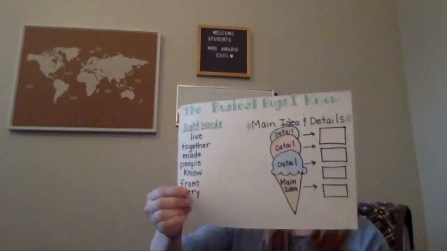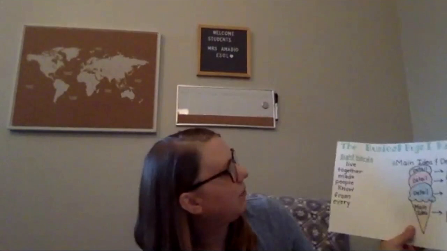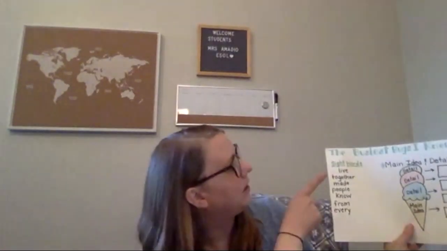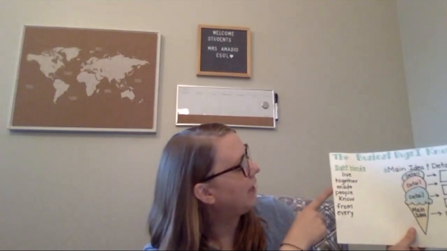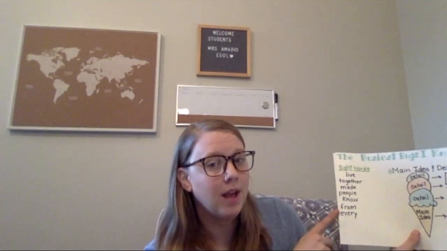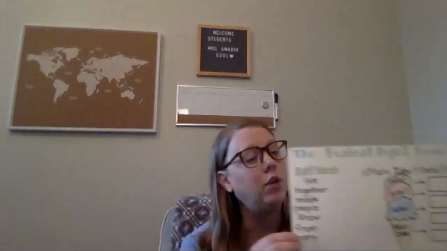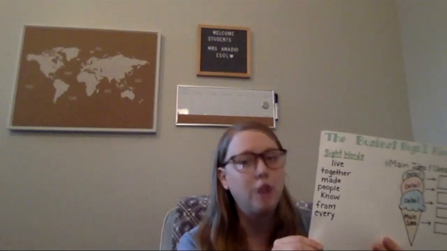We're going to be reading the story, The Busiest Bugs I Know. Some sight words that we're going to see in our story are live, together, made, people, know, from, and every. I want you guys to be practicing these words all week. You can write them a couple times, you can write them in different colors, you could jump them, you could clap them, to have some fun with them, but by the end of the week, I want you guys to be able to recognize these sight words.